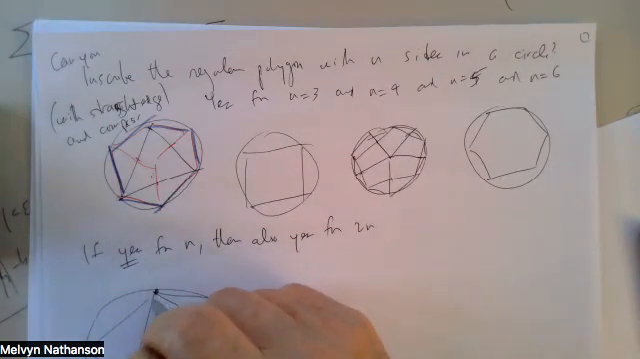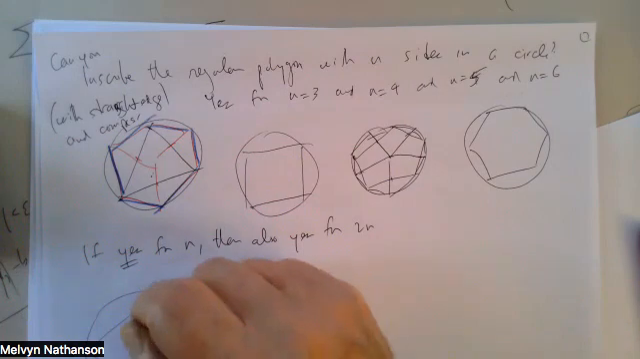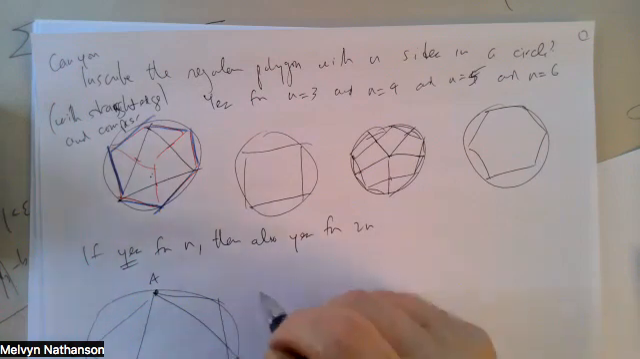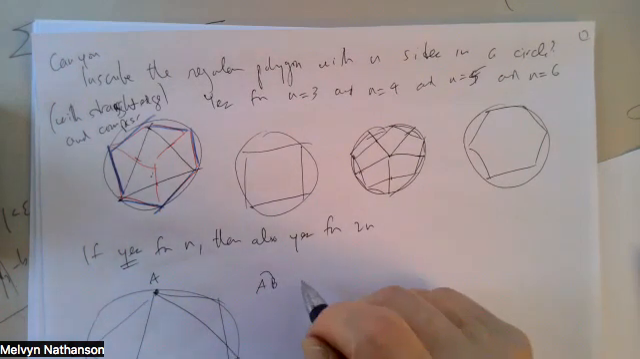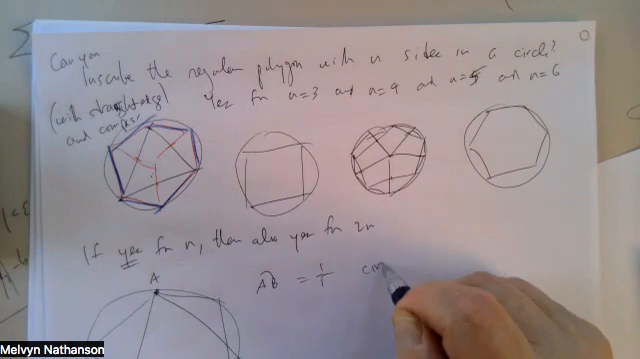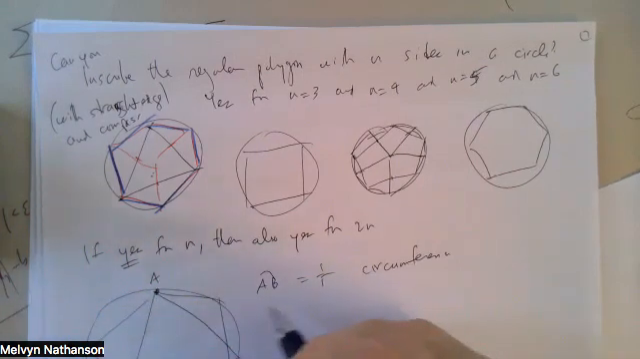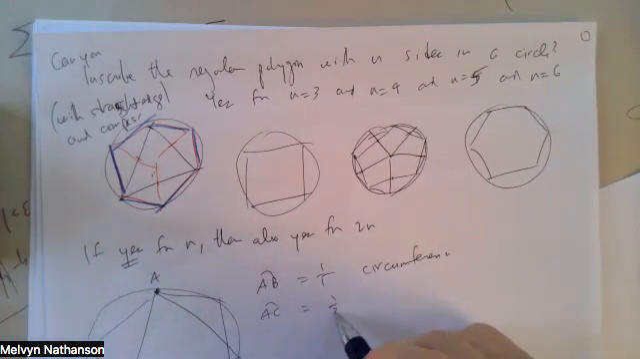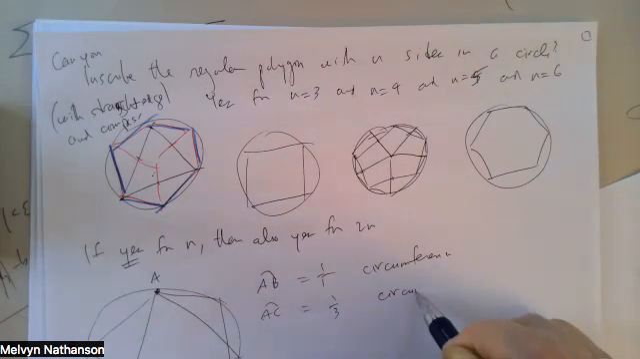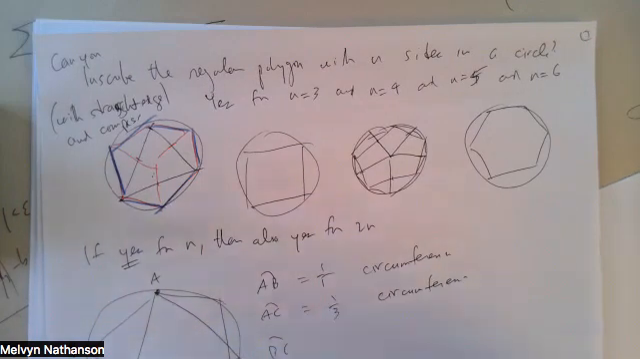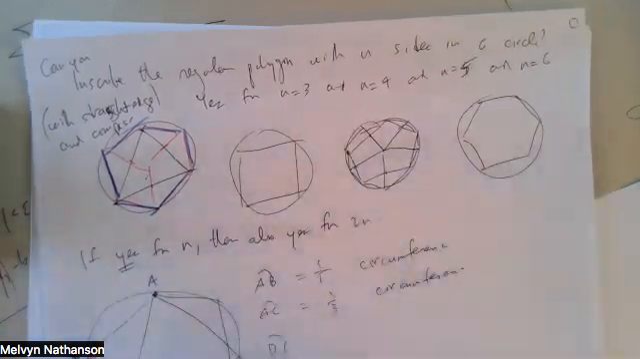So if I call this A and B, and this A, B, and C, the arc from A to B is 1/5 of the circumference. The arc from A to C, that's part of a triangle, is 1/3 of the circumference. So what is the arc from B to C? The arc from B to C is what part of the circumference?